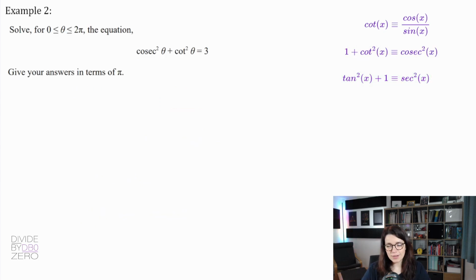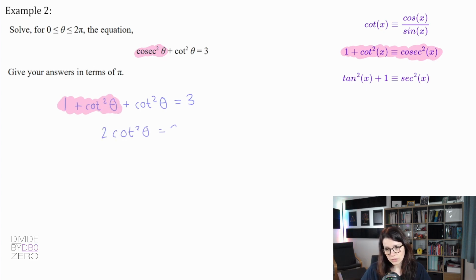Example 2, solve this equation, give your answers in terms of pi. Now for this one, you can choose to replace either the cosec squared or the cot squared. It's up to you. I'm going to replace the cosec squared theta with 1 plus cot squared theta, using that second identity. 1 plus cot squared theta plus cot squared theta equals 3. And again, that's just me replacing the cosec squared theta with 1 plus cot squared theta. When I tidy that up, I get 2 cot squared theta equals 2, which means cot squared theta is 1, and therefore cot theta is plus or minus 1.